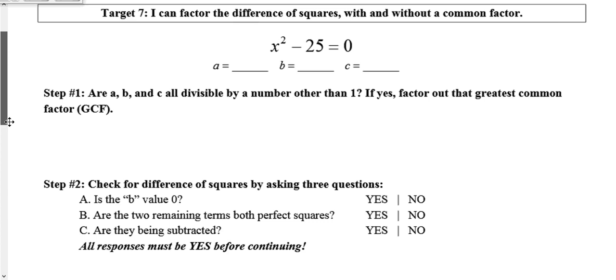So we're going to start off factoring the same way we did on target 6, identifying A, B, and C. So A is 1, and if you notice, B isn't here, so it's 0, and C is negative 25. So are A, B, and C all divisible by a number other than 1? So again, looking for that GCF to start off with, and they are not. You can only divide them all by 1.